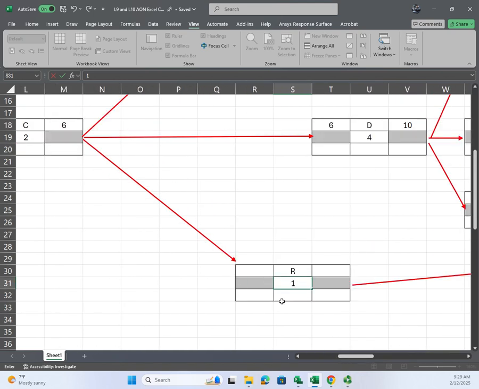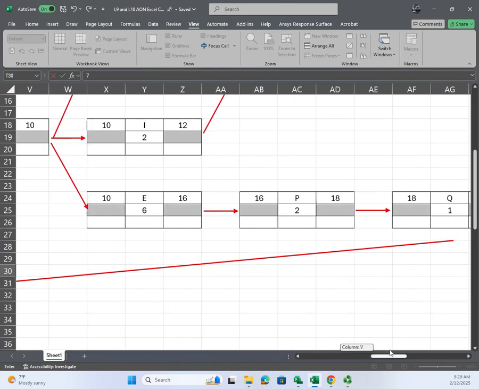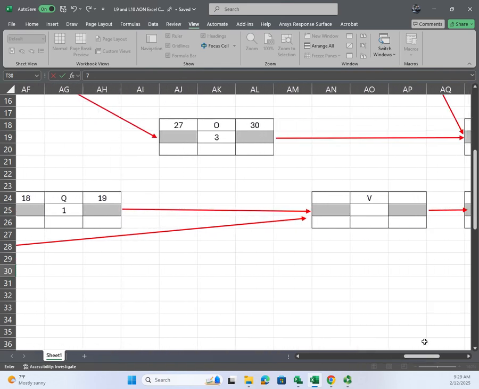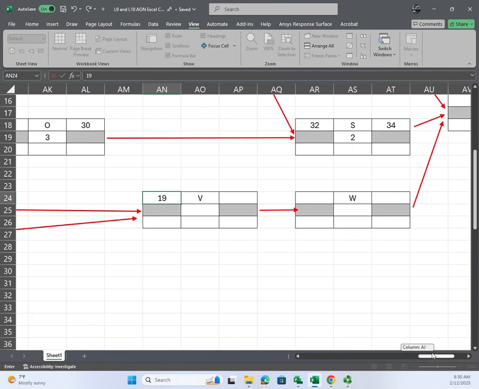And its early start is 6, so 7 becomes its early finish. We come all the way over here, we got a 7 or a 19. 19. Thank you for the confidence. Say it with pride. All right.